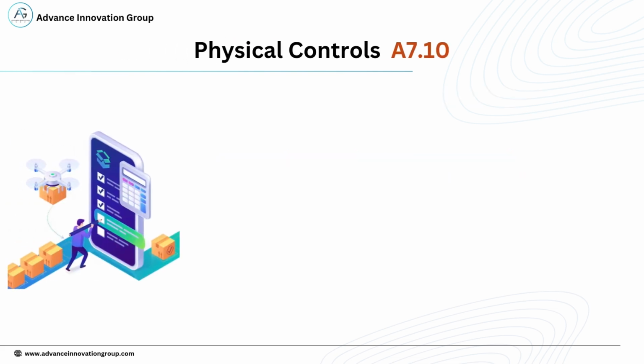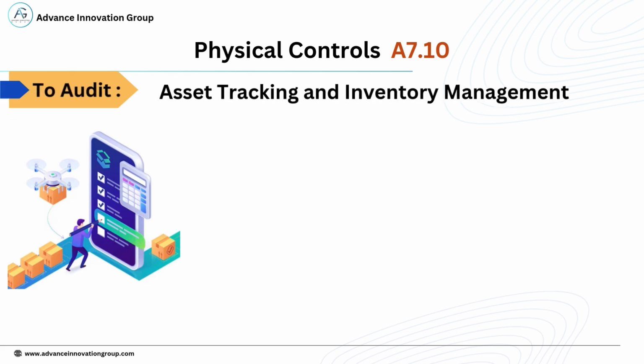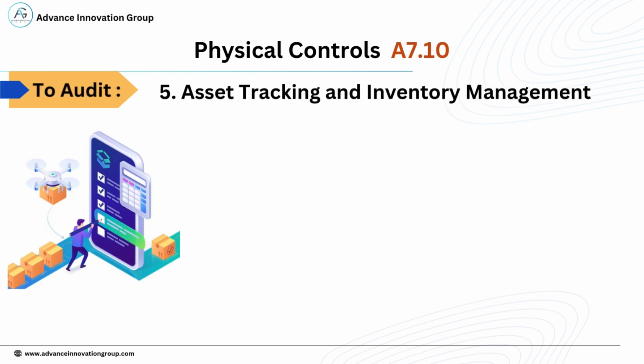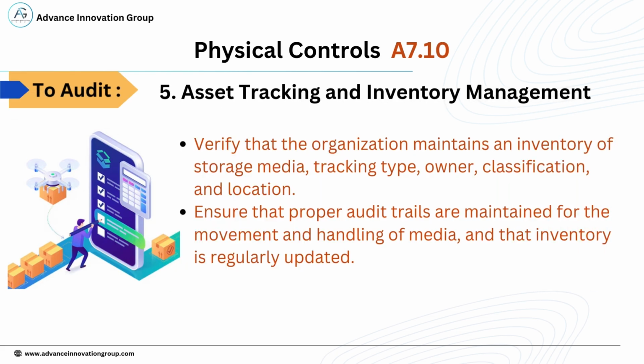Physical controls A 7.10 audit. Fifth, asset tracking and inventory management. Verify that the organization maintains an inventory of storage media, tracking type, owner, classification, and location. Ensure that proper audit trails are maintained for the movement and handling of media, and that inventory is regularly updated.